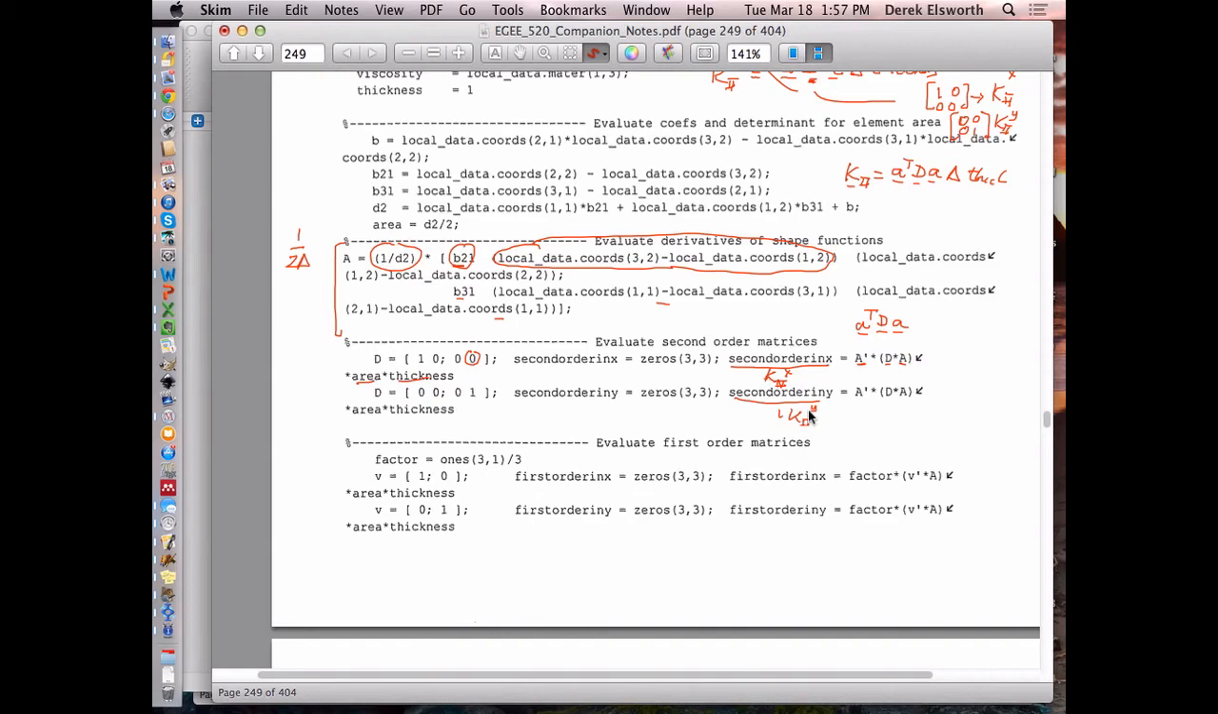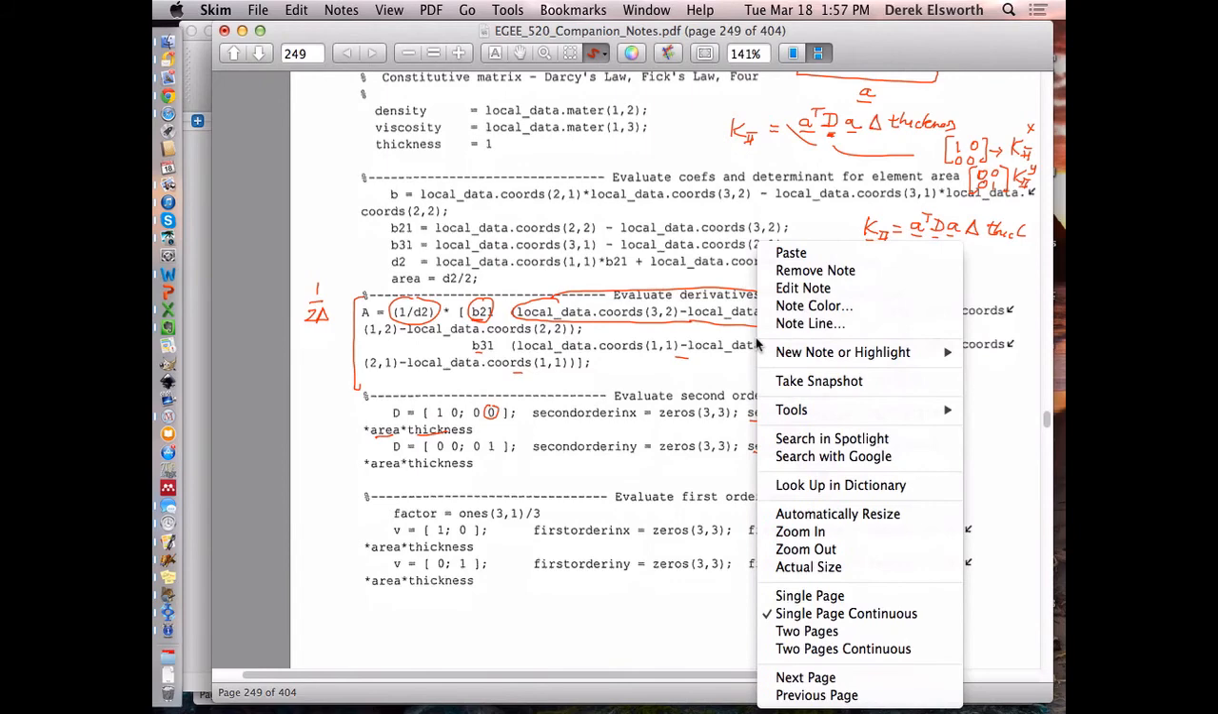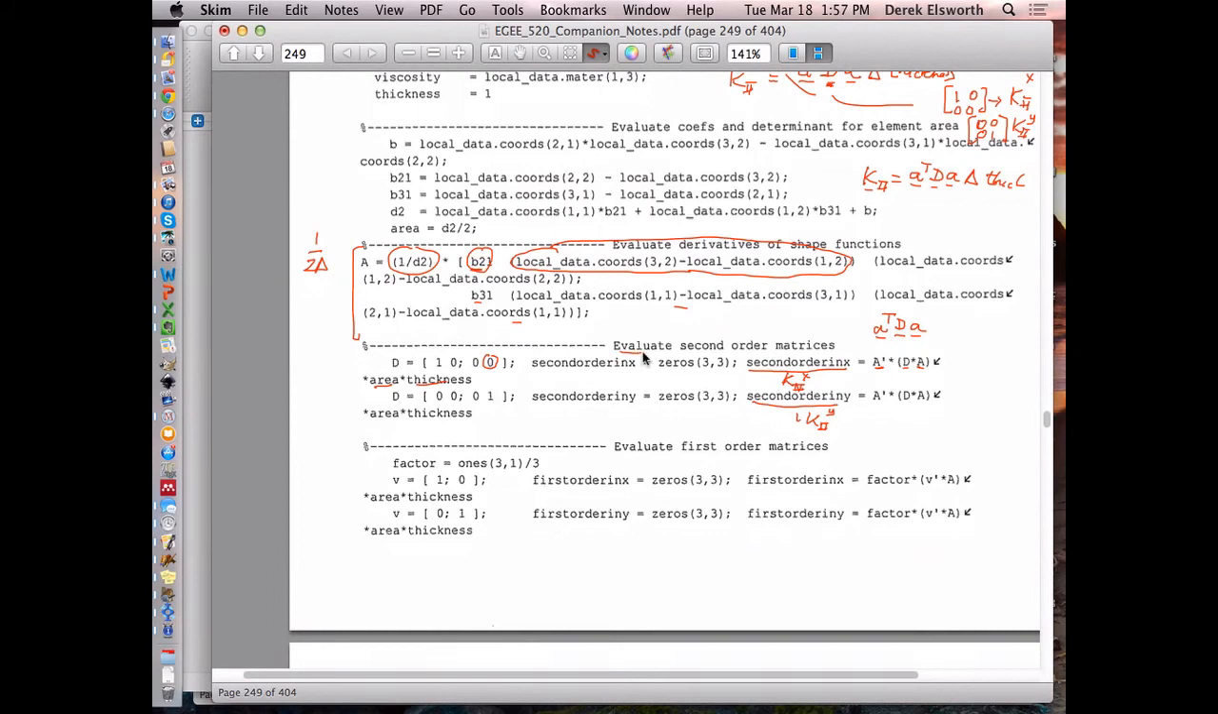And so these are these, so we need this one here, and this one here. These are the magnitudes we have. Okay. So, all right. So where are we going with this? These are the second order matrices. So we have that. The first order, we do the same thing.